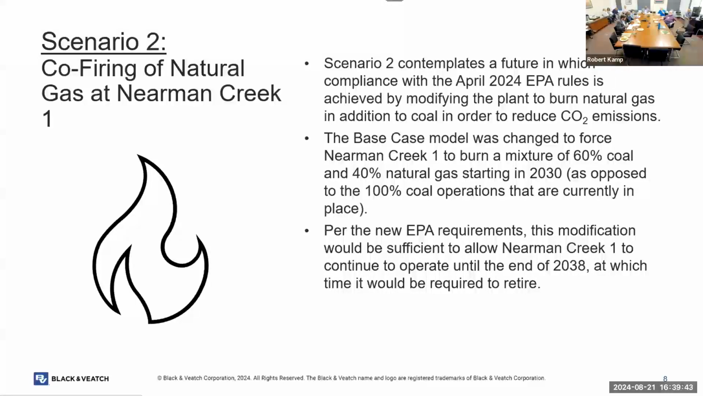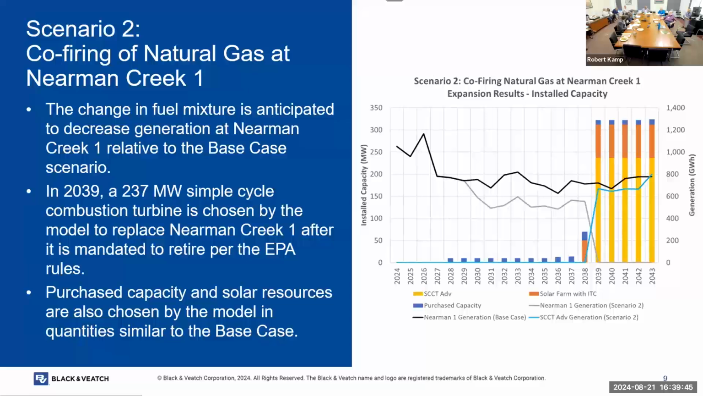Next slide, please. Look at the results. Just like in the base case, purchase capacity is sufficient to meet BPU needs up until 2038. In this scenario, there's a solar build out starting in 2038. That's the same as seen in the base case, with a total of 75 megawatts being added.